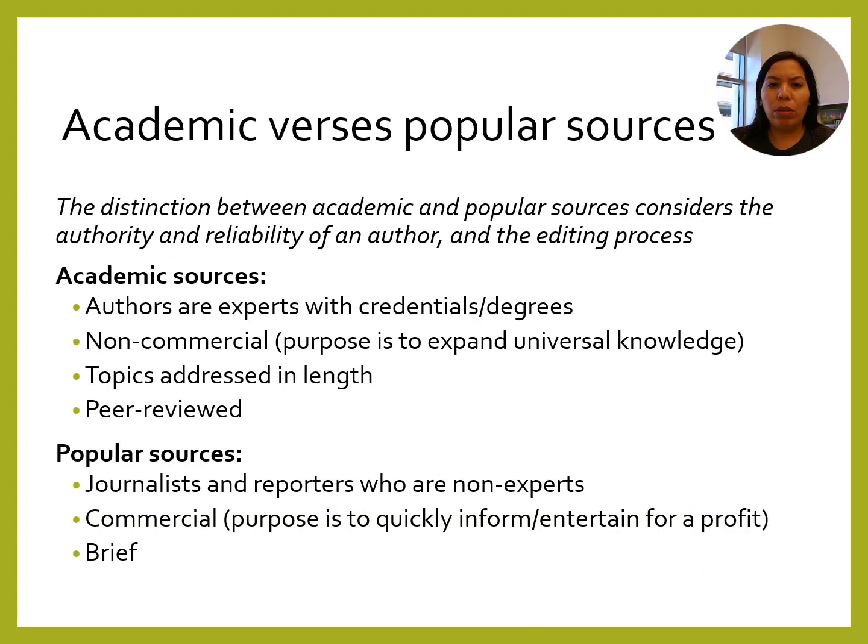All right, so let's go into what I mean by academic versus popular sources. The distinction between the two really considers the authority and reliability of an author, as well as the editing process. So for academic sources, you're going to get authors who are experts with credentials like degrees. These are non-commercial types of sources, so the purpose here is to expand universal knowledge, and the topics are often addressed at length. And they are peer-reviewed. So peer-reviewed means that typically two or more other academics will review what is being or proposed to be published.